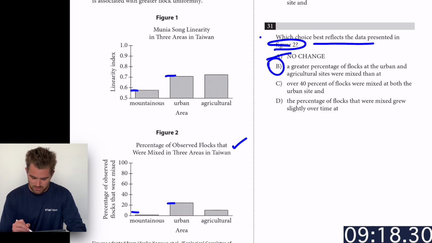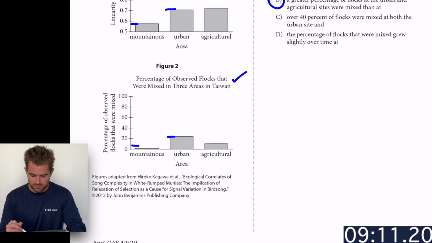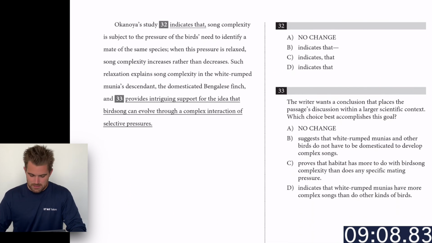I can come back to this one. I'm going to start this one. I'm going to go with B just because I got to move, but I think that's got to be right because it is. The urban site and the agricultural site are both higher than the mountainous. That would make sense. Let's see.